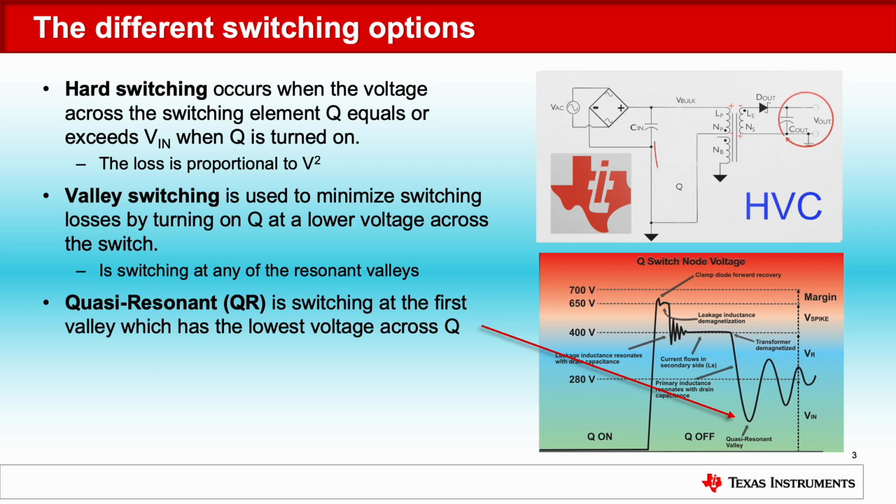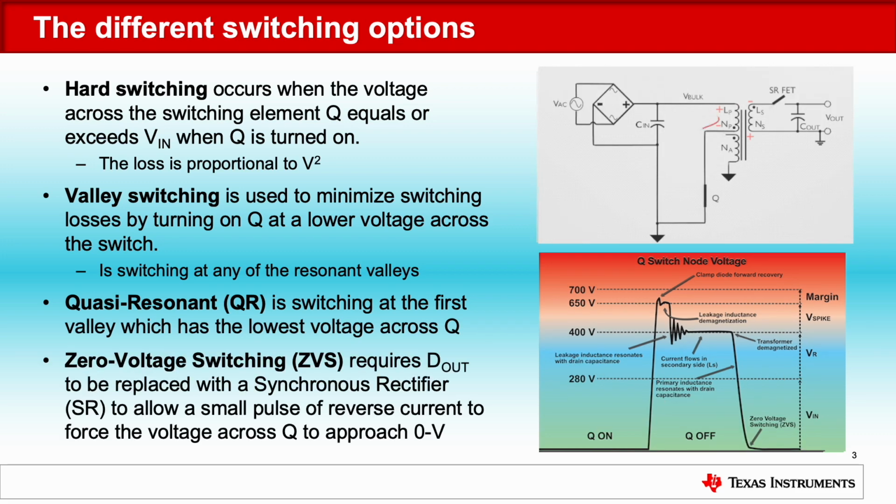Quasi-resonant switching is using the first resonant valley in order to try to minimize the switching losses across the switch. And last but not least, there's zero voltage switching. In order to achieve zero voltage switching, the output diode needs to be swapped out with a synchronous rectifier controller. The reason we have to do this is with a synchronous rectifier controller, you can tune it so it can allow a little bit of reverse current, so it can actually reset the voltage windings across the transformer, so you can actually drive the voltage across the switch down to 0 volts.